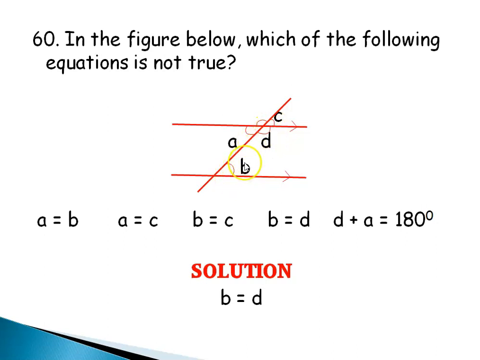This is not true. And then D plus A is 180. Let's see, this is D, this is A. Yes, both are angles on a straight line. So addition of both of them should give us 180 degrees. So from this equation, you can see that B is equal to D is the one that is not true. So this is not true.